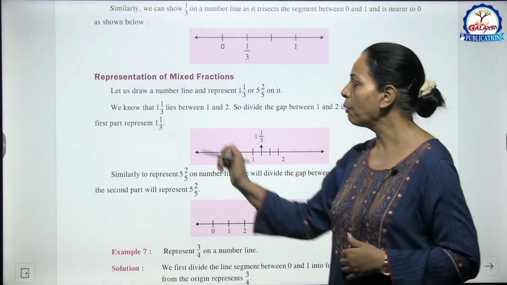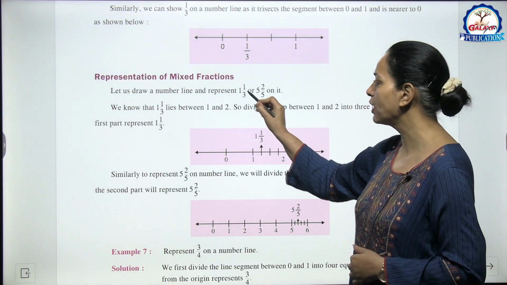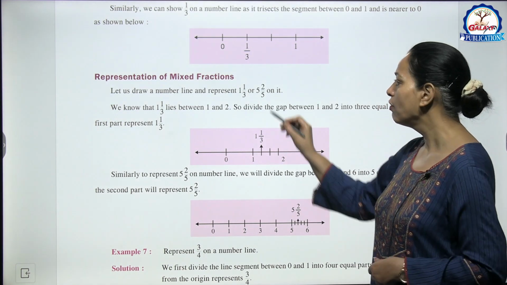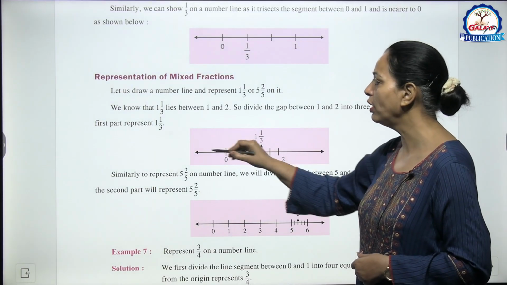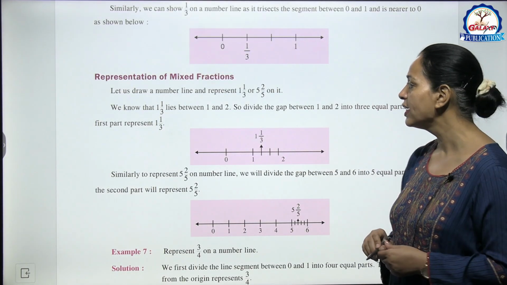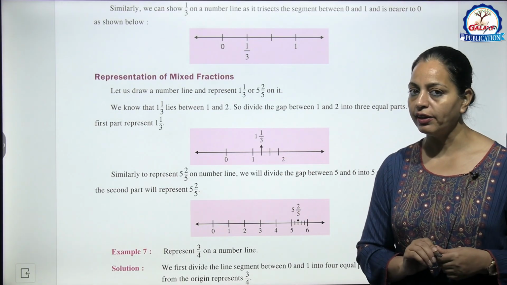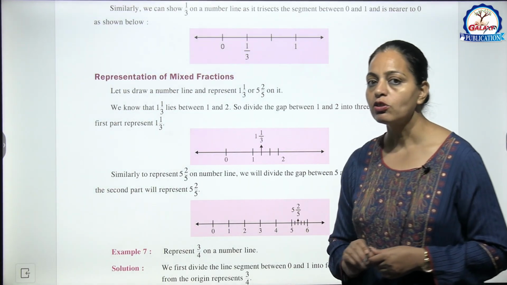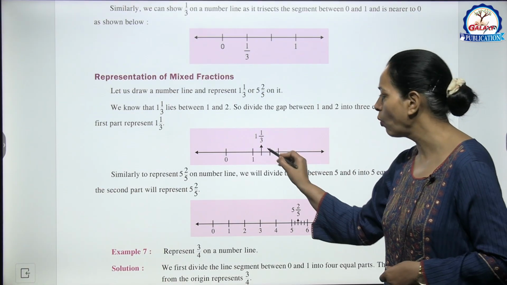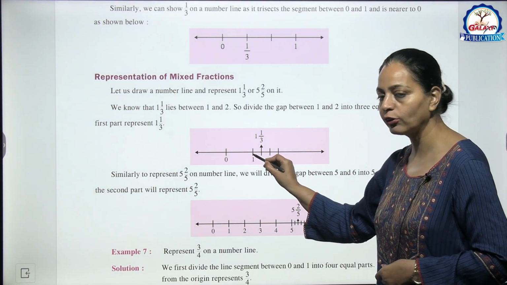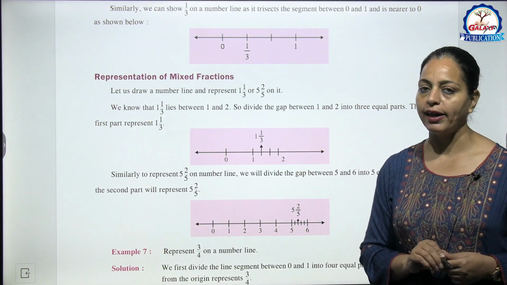Now we are showing representation of mixed fraction. Let us draw a number line and represent 1 whole 1 by 3 or 5 whole 2 by 5 on it. अब आप देखो 1 whole 1 by 3 lying between 1 and 2, right? And इसके लिए हम क्या करेंगे, 0, 1, 2 मार्क कर दिया. Now denominator is 3, so we are taking 3 equal parts between 1 and 2. So 1, 2, 3. This is 1, यहाँ तक तो 1 है. Next 1 by 3, so this is 1 whole 1 by 3.